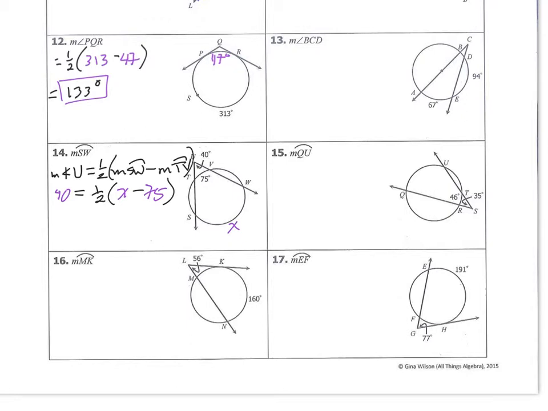Doesn't this look familiar? Doesn't this look like the intercepted arcs where we knew the angle but not one of the arcs? Right? So how am I going to get rid of that 1/2? You times it by 2 on both sides, right. Look at you. So we're going to get rid of the 1/2 by multiplying by the reciprocal. So 40 times 2. 80. Yep, 80 equals, these cancel, and I get X minus 75. You need to add 75 to both sides. What does X equal?